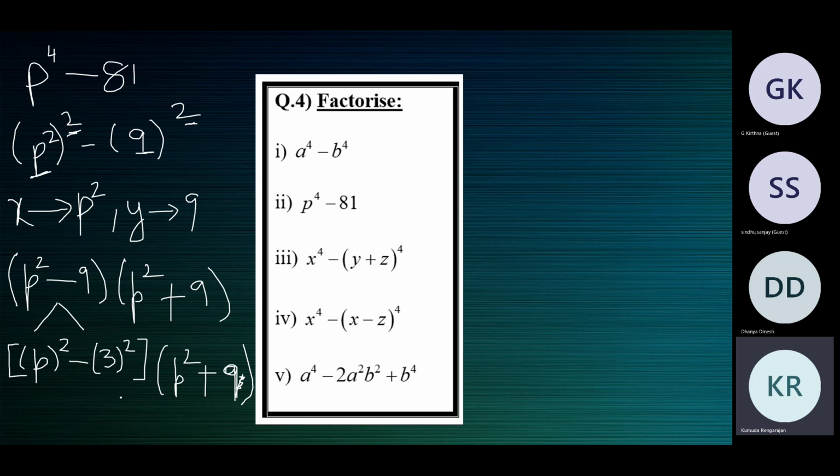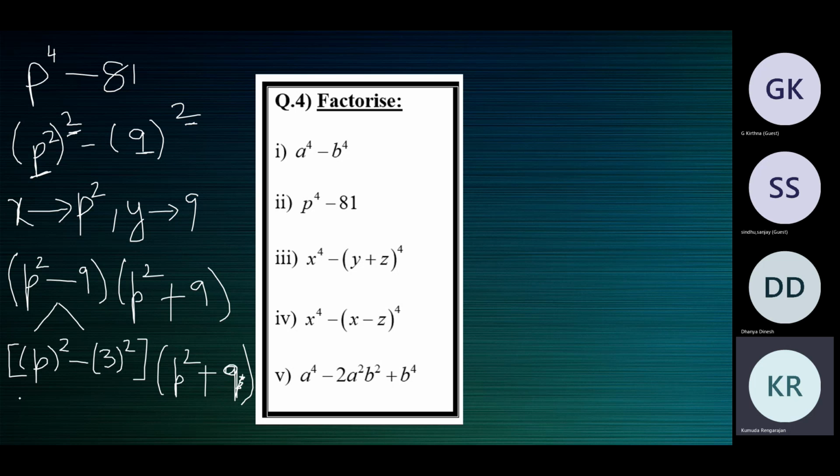When they're connected by a minus sign, you can factorize as x plus y and x minus y. But when they're connected with a plus sign, they cannot be factorized further. p square and 9 are both perfect squares, but they're connected by a plus sign, so they cannot be factorized further. So p square minus 9 can be further written as p the whole square minus 3 the whole square, which is again of the form x square minus y square.